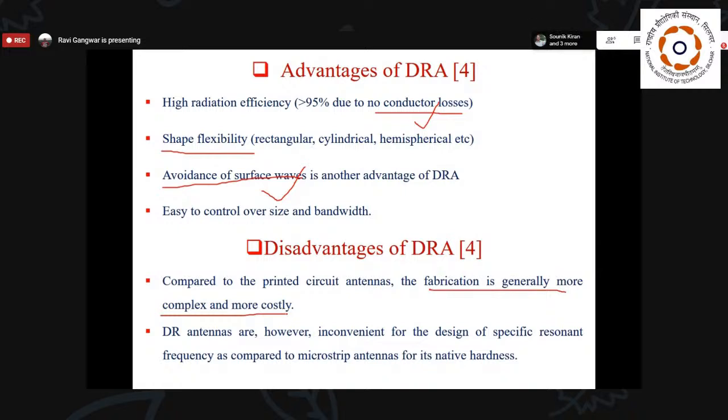So that is a major disadvantage of dielectric resonator antennas. But if you are able to have some good materials with good machining properties, in that condition, that problem can be solved. Second, the design of the resonant frequency is harder as compared to microstrip antennas. So that is another disadvantage of your DRA in comparison with microstrip patch antennas.